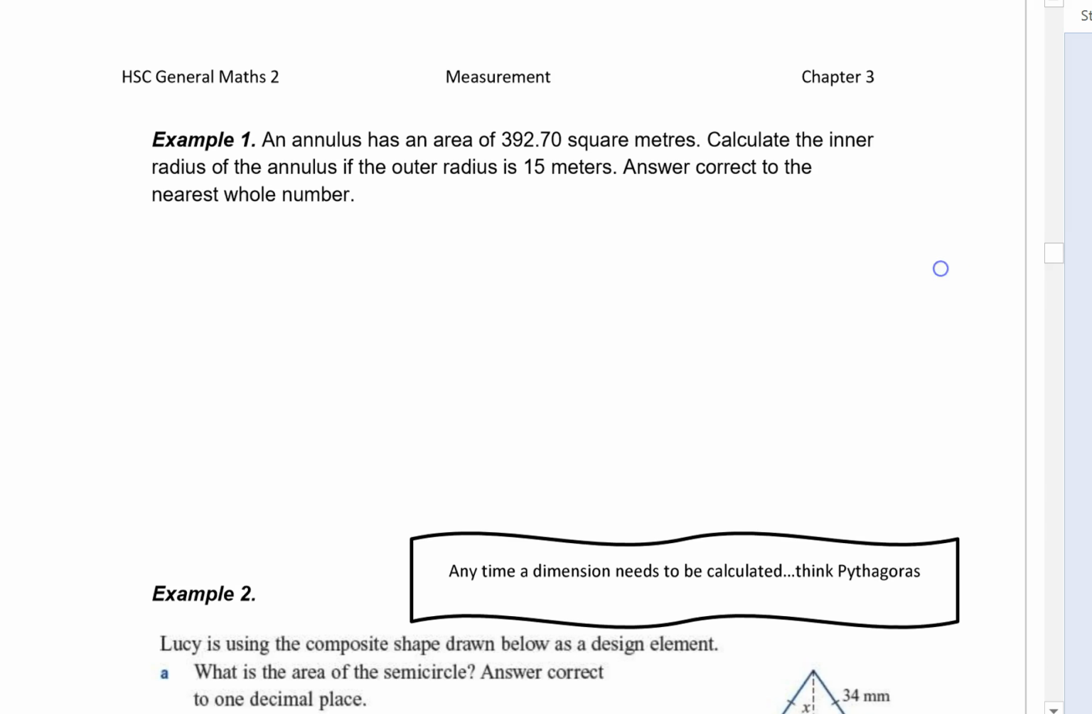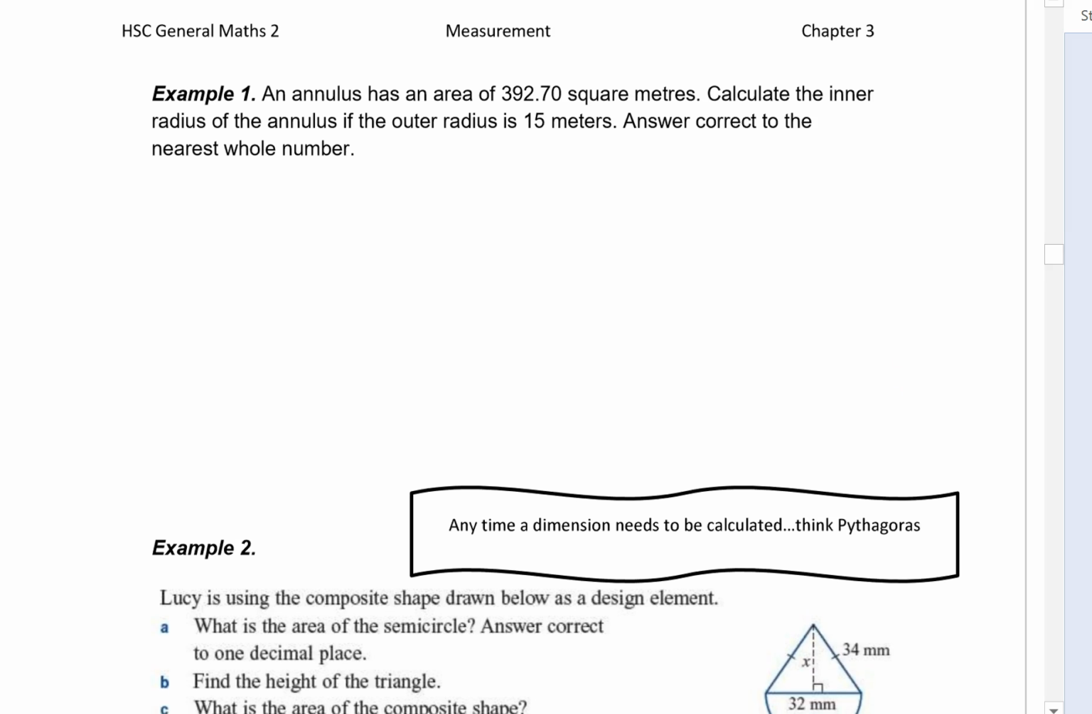Okay, let's have a look at this example. An annulus has an area of 392.70 square meters. Calculate the inner radius of the annulus. If the outer radius is 15, answer correct to the nearest whole number. Okay, this is clearly a problem.